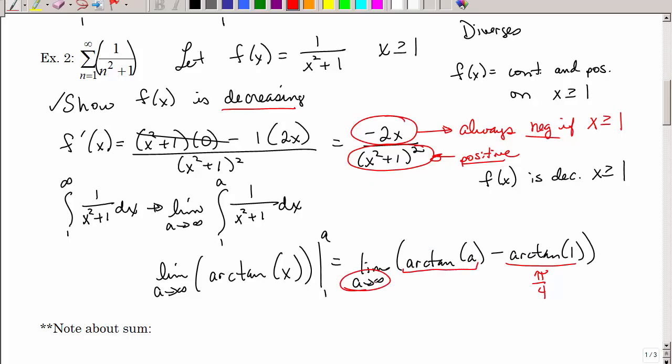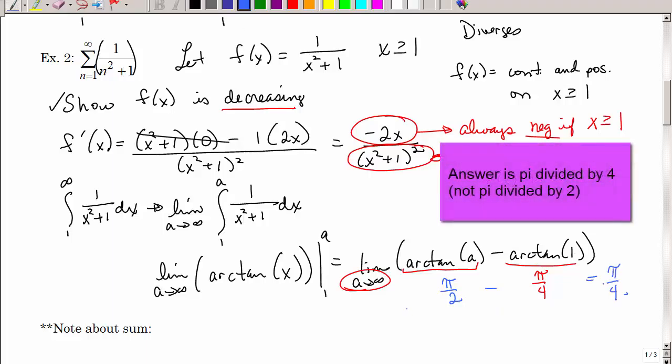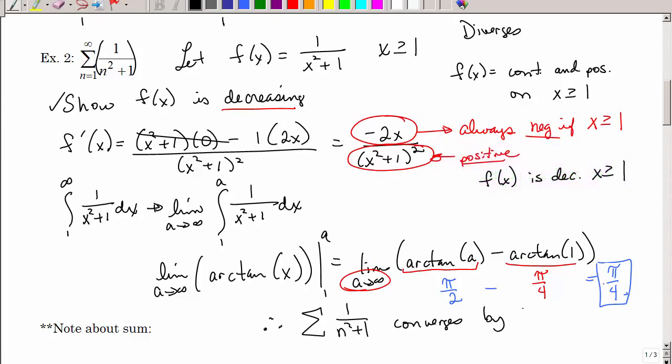But what about here? And you're saying, well, a approaches infinity. That's true. So think about your tangent graph. When does tangent approach positive infinity? What angle is it getting closer and closer to? Pi over 2. So pi over 2 minus pi over 4 is pi over 4. So does my integral converge or does it diverge? My integral converges. So therefore, I can say that my series converges by the integral test.